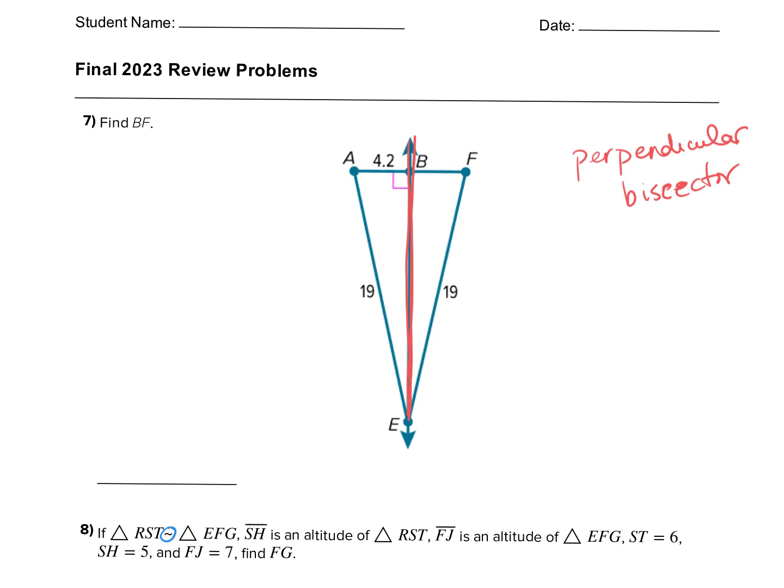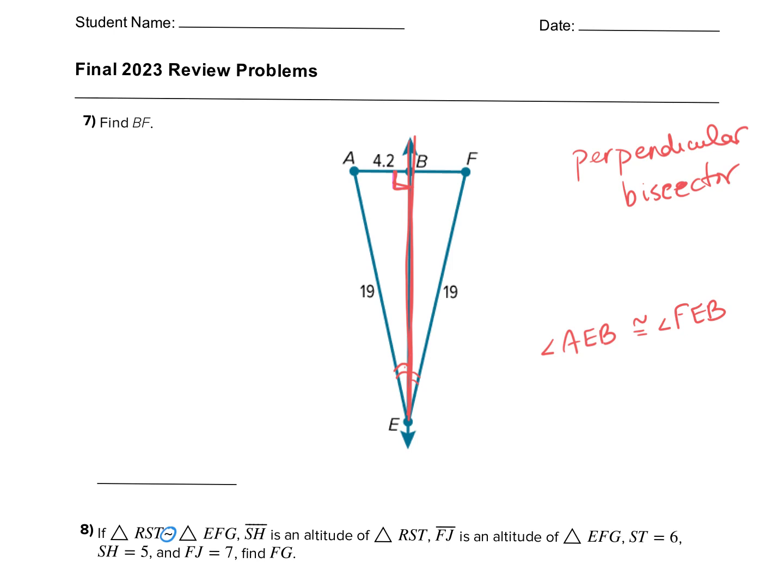Because we have the right angle, that tells me that it's perpendicular. And if it's perpendicular in a triangle, by definition, it bisects the vertex angle. So not only making angle AEB congruent to angle FEB, we have two congruent angles.